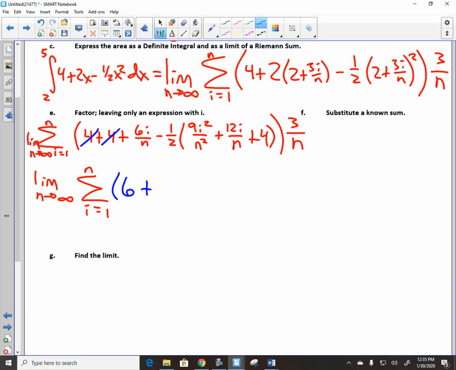So I've got 6 plus, then 6i over n, what am I going to be able to join that with? 12i over n times a half, right? They cancel. All right, cool. Look at that. Whoever selected this problem was sharp. And then it looks like we just got minus 9i squared over 2n squared times 3 over n. Hey, that's not that bad anymore, is it? Sometimes terms really cancel and combine. We're very fortunate.